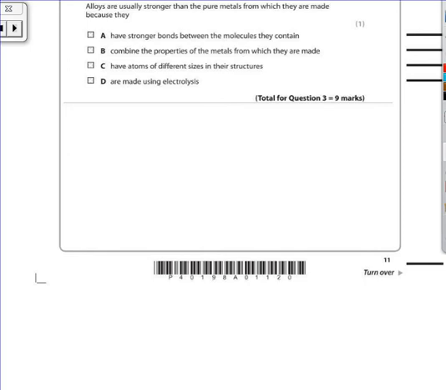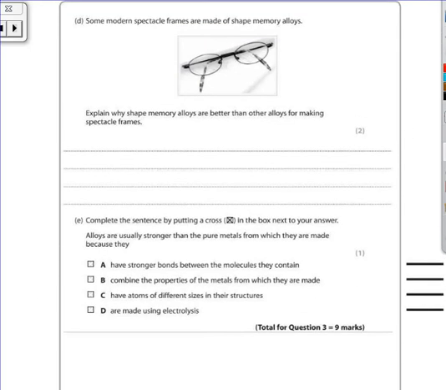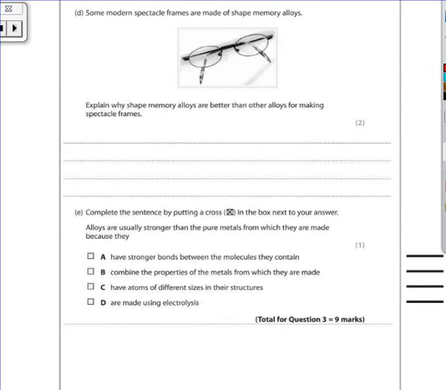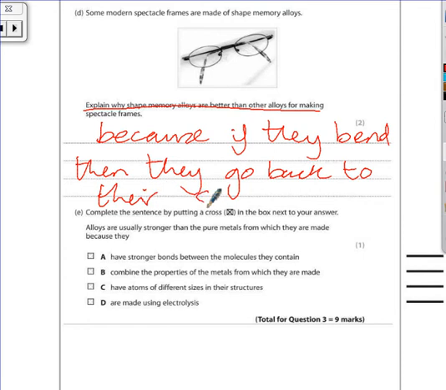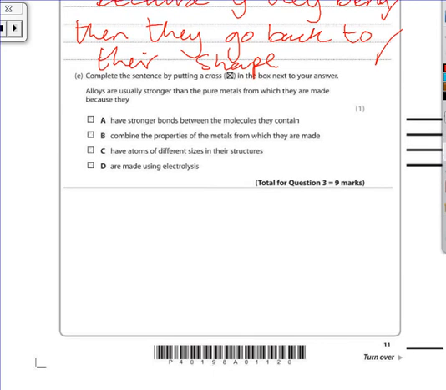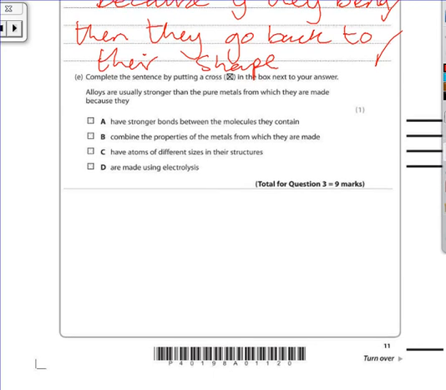Next is continuing with question 3, explain why shape memory alloys are better. Why are they better than other alloys? Because if they bend or malform, then they go back to their original shape. Okay, 2 marks there. Now a cross in the box for this one, so we're looking at C.